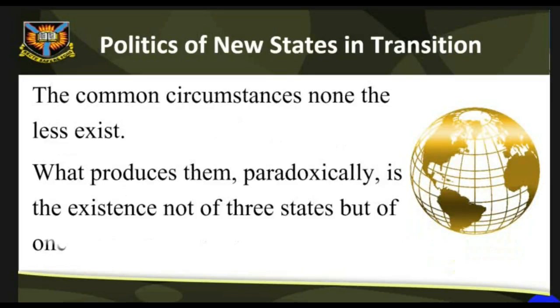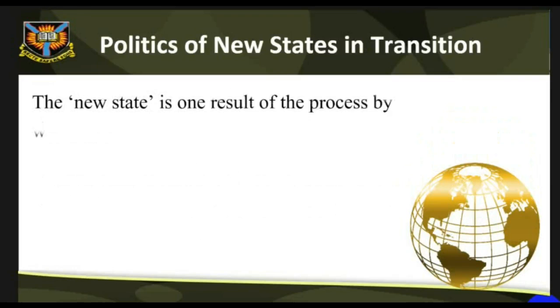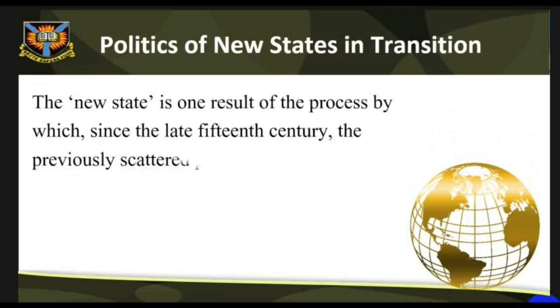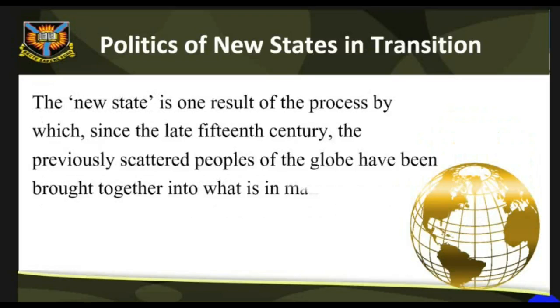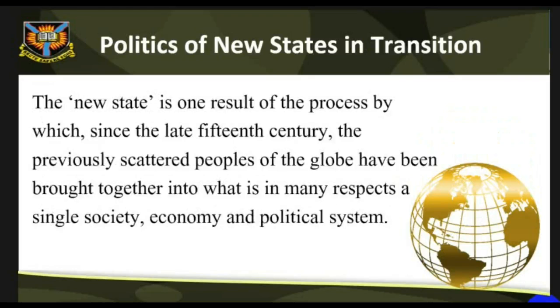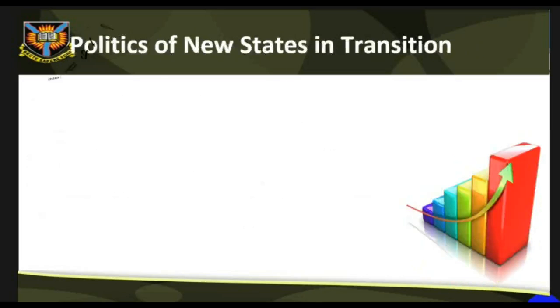What produces them, paradoxically, is the existence not of three states but of one. The new state is one result of the process by which, since the late 15th century, the previously scattered people of the globe have been brought together into what is in many respects a single society, economy and political system. By far the major part of this process has taken place over the last century, while its political aspects, with which this course is essentially concerned, are the product of the emergence of new states, which, except in Latin America, have mostly become independent since the Second World War.